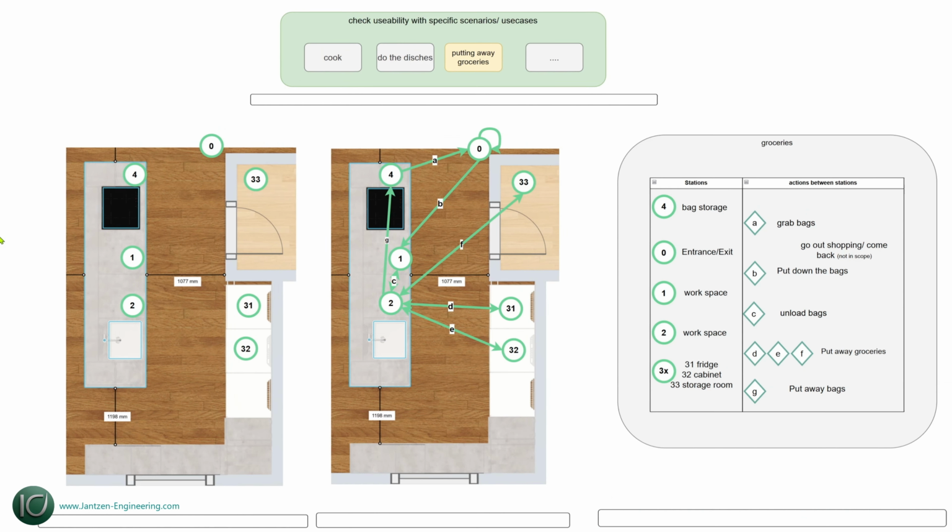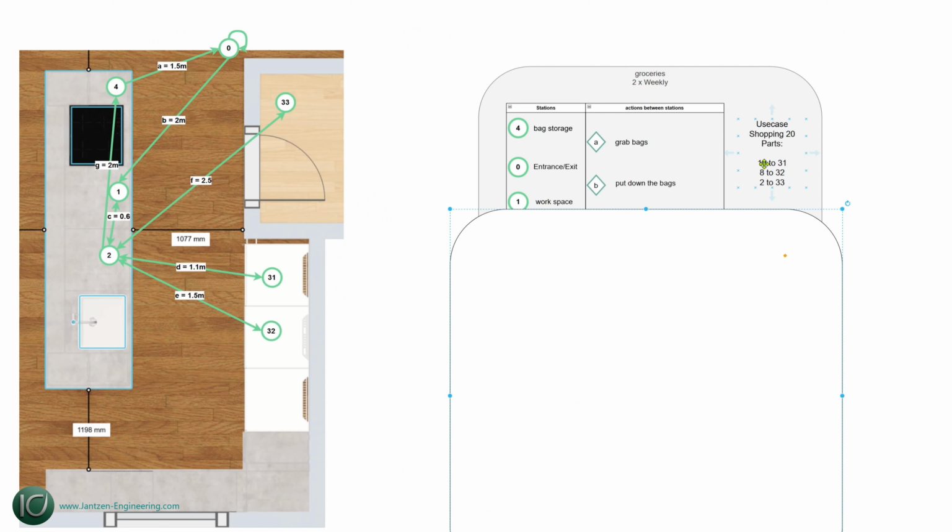To complete the scenario definition, we need to specify the distances of our connections by measurement or calculating. Just write the numbers to it. And we also have to define an average shopping tour which we are doing. In my case, I decided I'm shopping 20 parts. 10 of them have to be stored in the fridge. 8 of them have to be stored in the cupboard, and 2 have to be stored in the storage room.